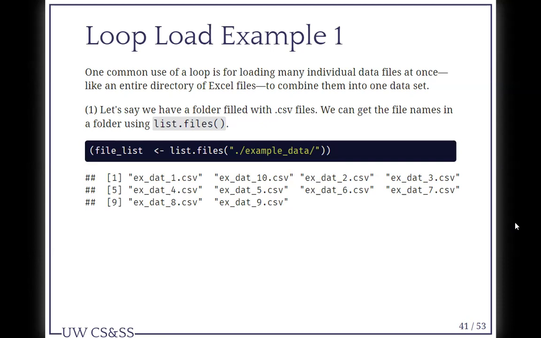One common use for a loop is for loading many individual data files at once, like an entire directory of Excel files to combine them into one data set. Let's say we have a folder filled with .csv files. We can get the file names in a folder using the list.files function. Here in this example, I create an object called file_list using list.files, relative to my current working directory when I knit these files, in the example data folder. And what we have is 10 CSVs called exdat and some numbers.